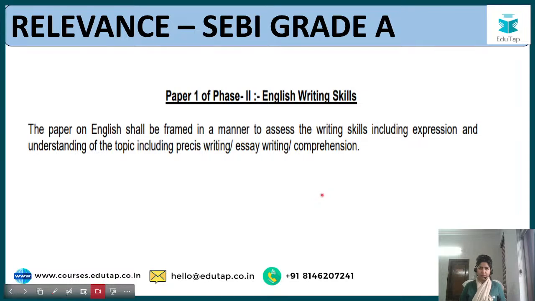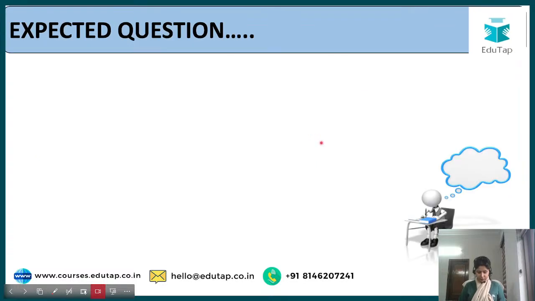For SEBI Grade A, you do not have a direct topic related to population growth or overpopulation. But for English writing skills, this topic holds great relevance. Now, today the question that I have for you is going to be a tough one. It's going to be different from what we have done in Perspective 360 till date.